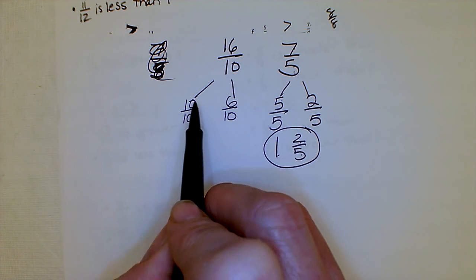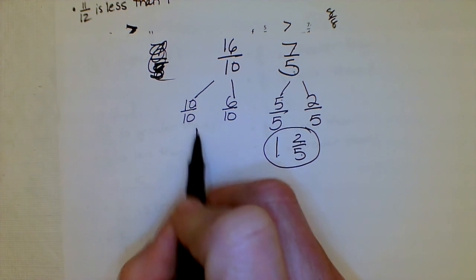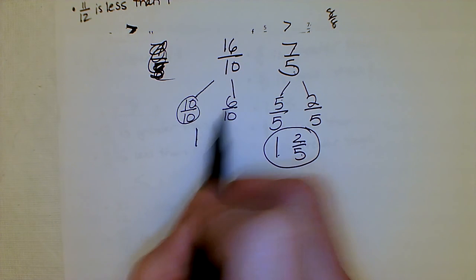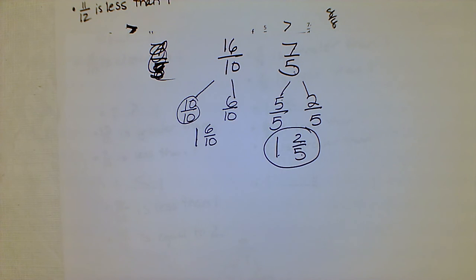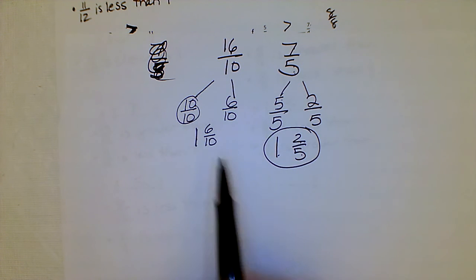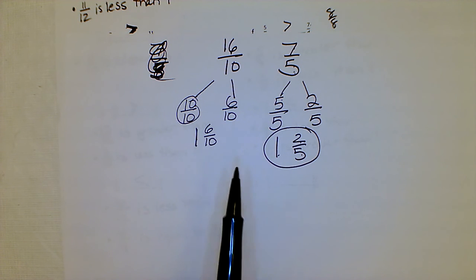So 16 of those size pieces minus 10 of those pieces leaves me 6 pieces. So that's going to leave me 1, because that's 1, and 6/10. Now, I don't know if any of you guys know how to reduce. I know that we have been decomposing and composing. I could actually compose that into fifths, and then you would see that I had 3/5. But if you don't see that, let's throw them on our number line and see what happens.